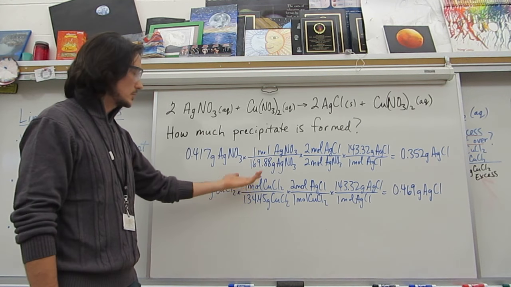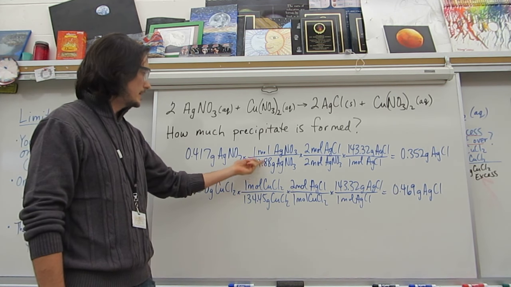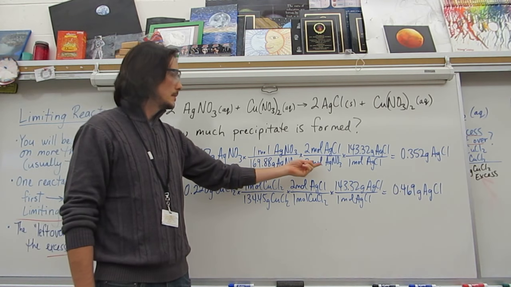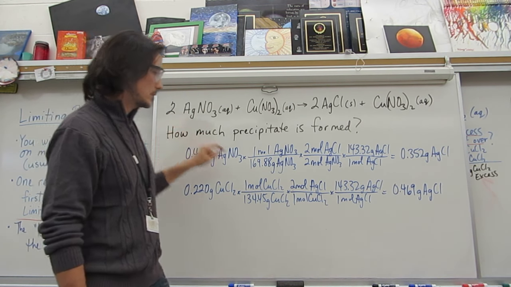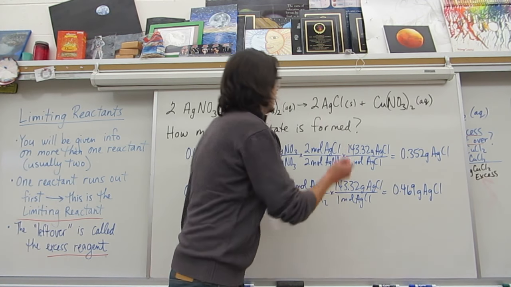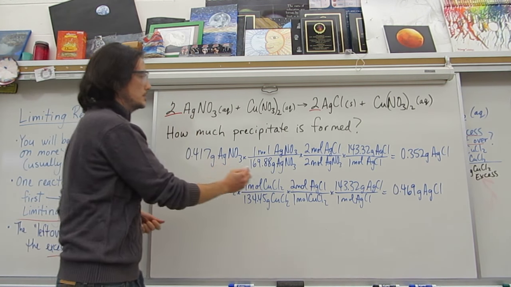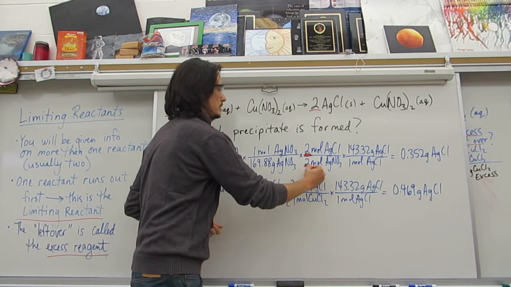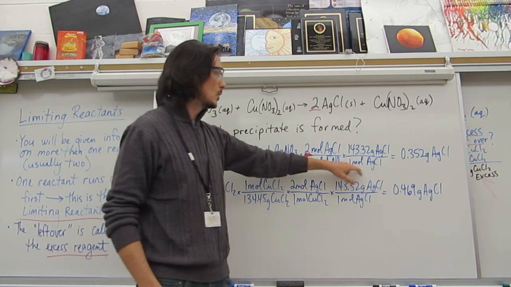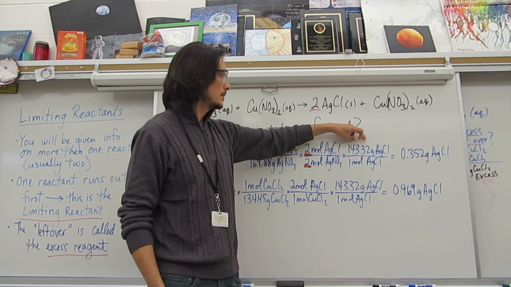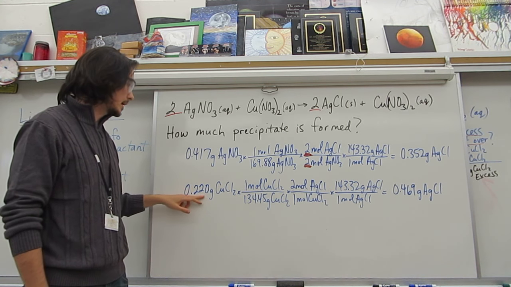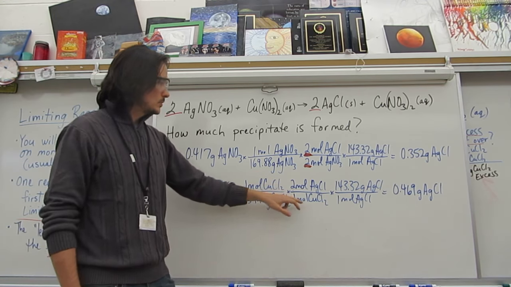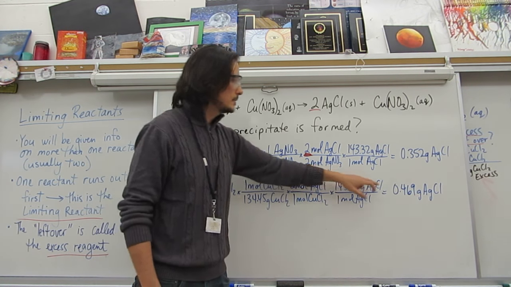So again, it's going to look pretty similar. I have a mass to moles conversion, a moles to moles conversion using the coefficients in the equation. 2 to 2, right? It's right there. And then moles to grams for the solid that should be produced. And then we do the same thing with the copper 2 chloride. To moles, moles to moles, moles to grams, and we see this.